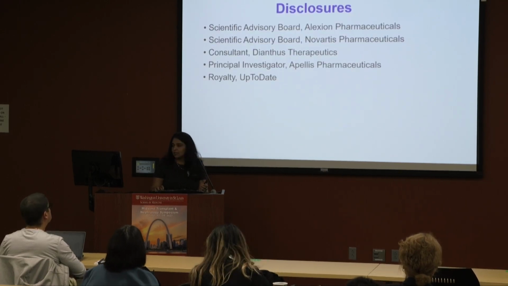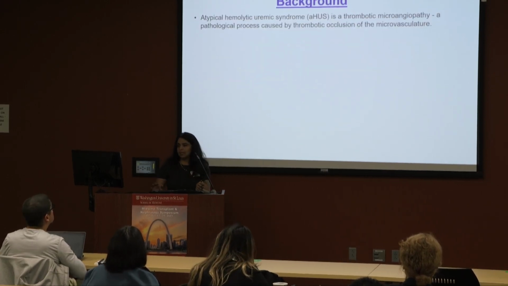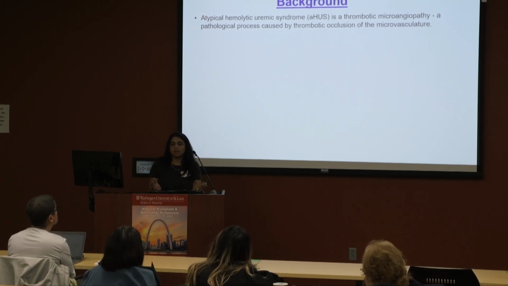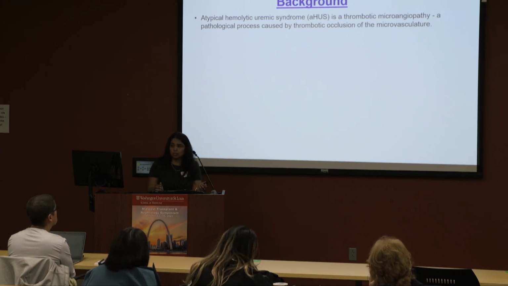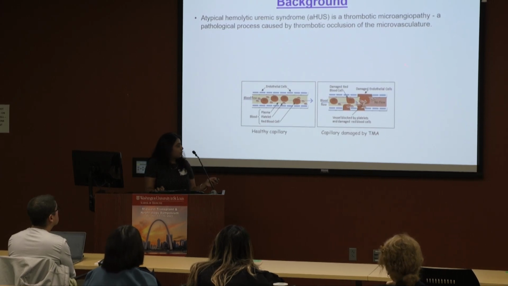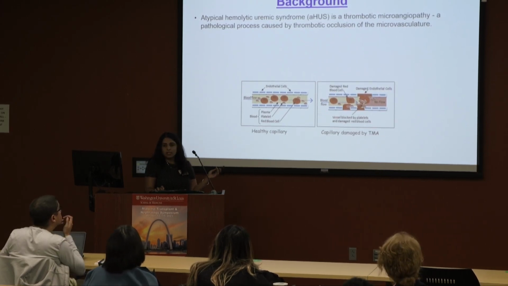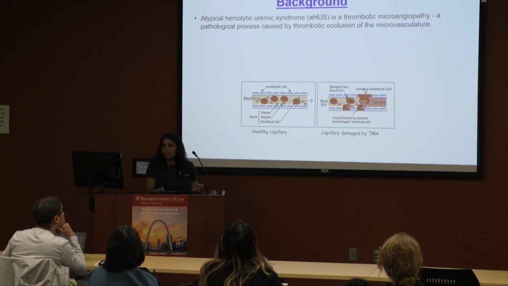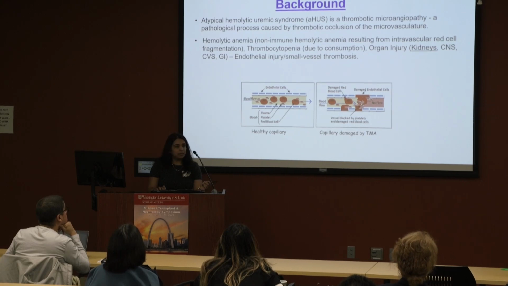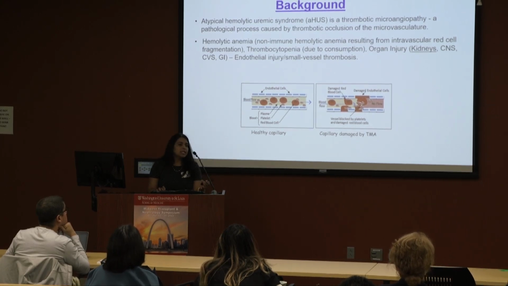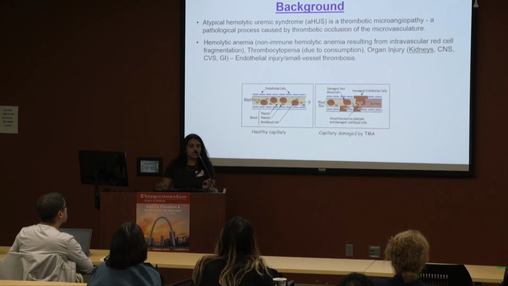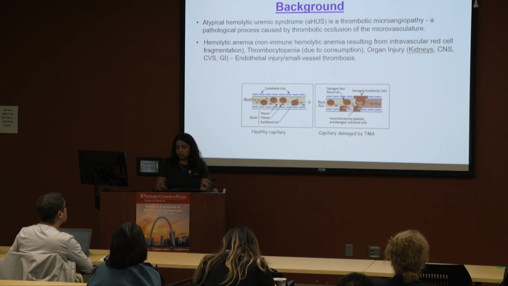To begin with, atypical hemolytic uremic syndrome, or aHUS, is a thrombotic microangiopathy, which really defines a pathological process that causes thrombotic occlusion of the microvasculature. As you see, on the left is a healthy capillary, and on the right is a capillary which is damaged because of endothelial injury causing a TMA. The disease is characterized by non-immune hemolytic anemia, thrombocytopenia, and end organ damage, in which kidneys are predominantly involved, although it's important to remember that aHUS is a systemic disease and it can cause cardiovascular complications and stroke.